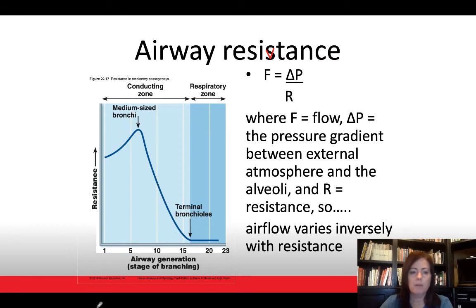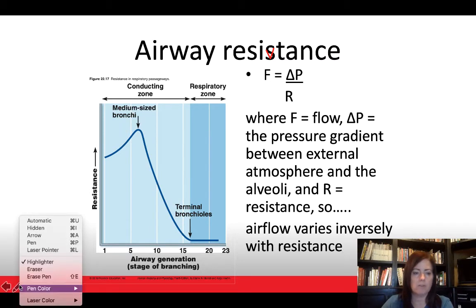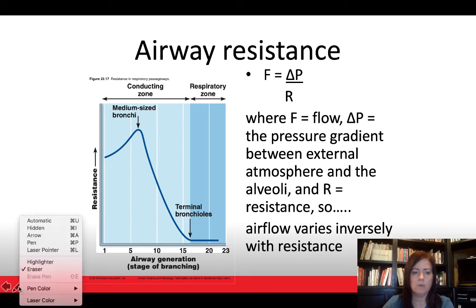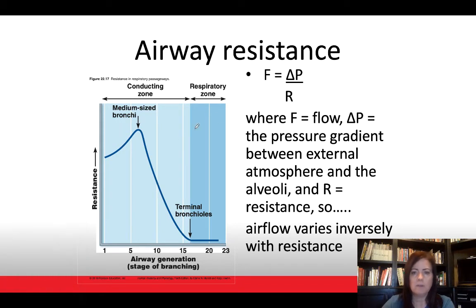Okay, so here we are with airway resistance. Some of this is just a reminder, tying it into things from before. If you look at this right here, that looks really familiar, right? It should. It's the same relationships that we saw with blood vessels and blood flow.